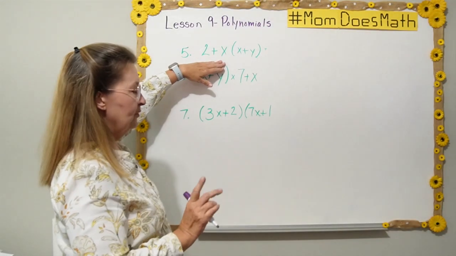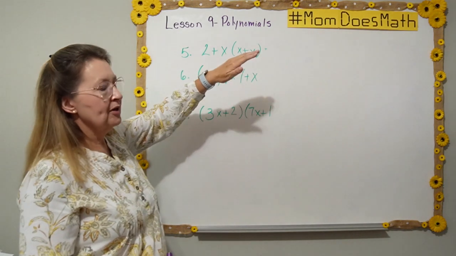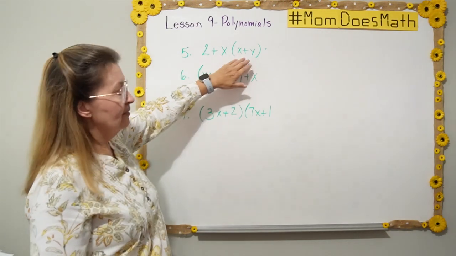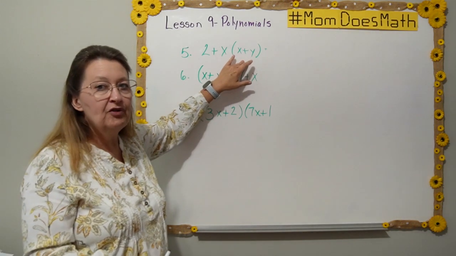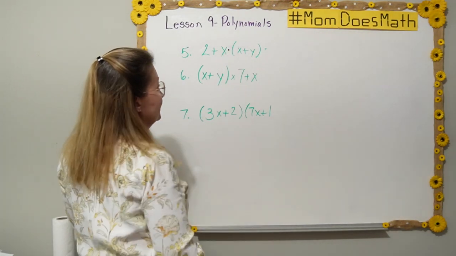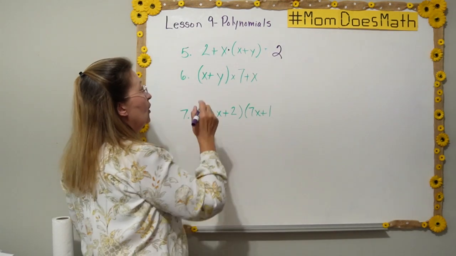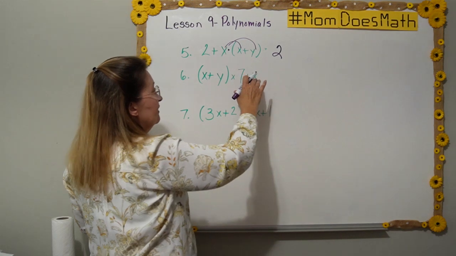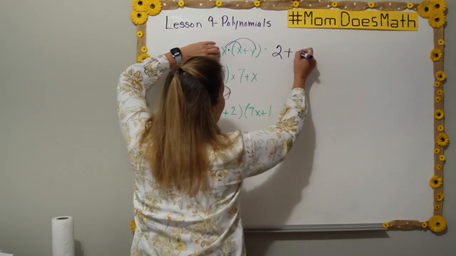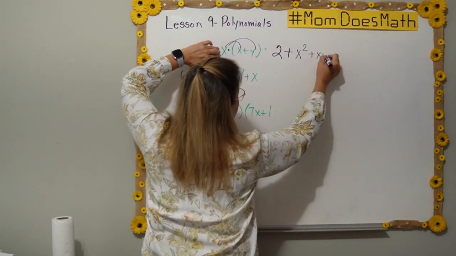Okay, let's look at number 5. Now we've got to pay attention. This says 2 plus x times x plus y. It's not 2 times x plus y, but it's x times x plus y. So your order of operations, you do multiplication first. Well, what's multiplied? x times that set of parentheses. So we're not going to fool with the 2 right now. We're just going to take care of distributing this into the set of parentheses. So I've got 2 plus x times x is x squared, and x times y is xy.